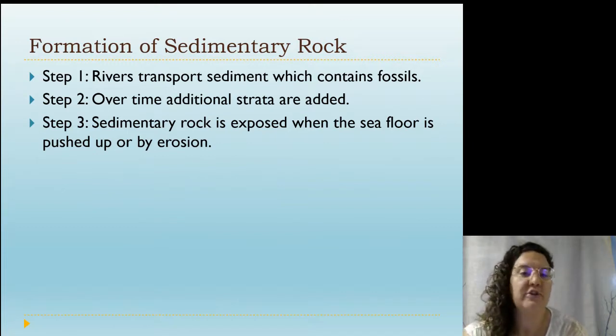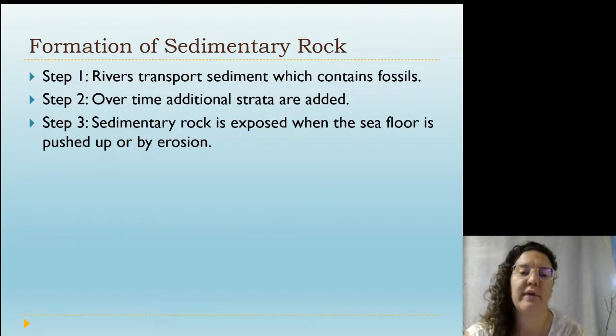So when we look at the formation of sedimentary rock, step one is where rivers transport sediments which contain fossils. And over time, additional layers are going to be added on top of the previously deposited sediments. And then sedimentary rock is exposed to us nowadays when the seafloor is pushed up, like in upward thrusting of mountains or through erosion.